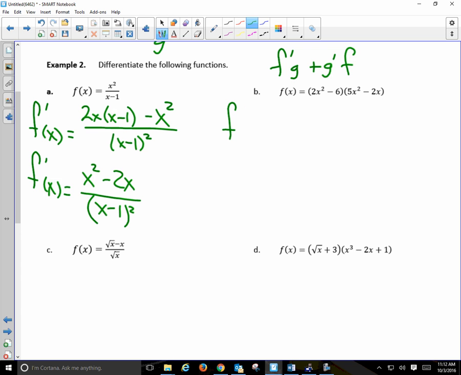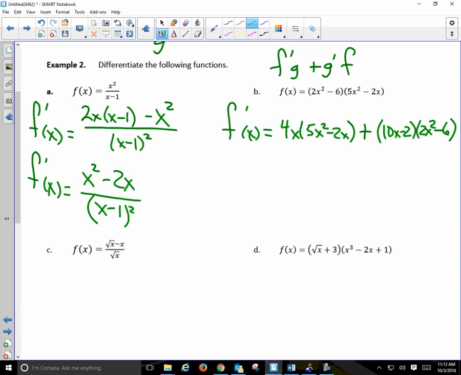So when you take the derivative, we take the derivative of 2x squared minus 6, which is 4x, times the next part left alone, 5x squared minus 2x, plus 10x minus 2 times 2x squared minus 6. And we're just going to leave it.